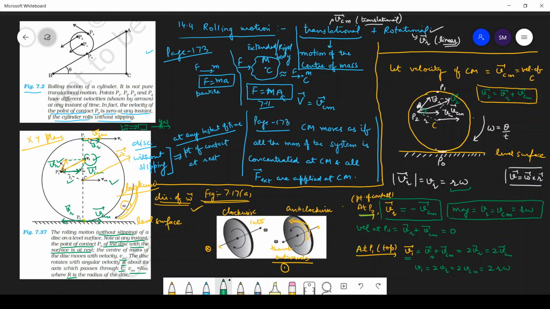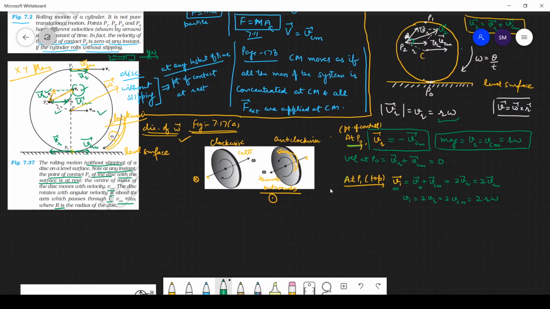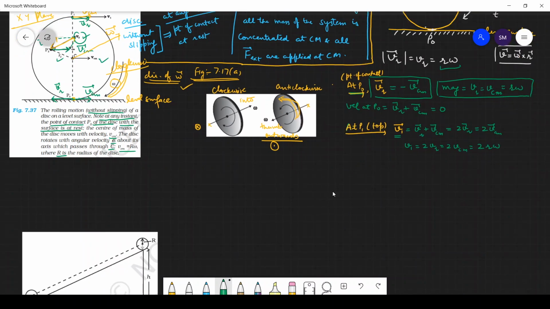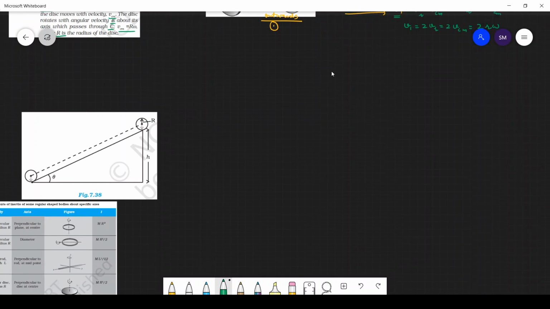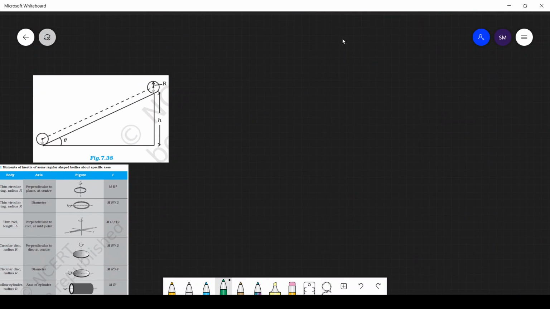This condition applies to all rolling bodies. Okay, now we have understood the rolling motion. Any doubts, students, till now? We have just done the terminology with these two velocities, and we have found the velocities at the point of contact and then at the top.